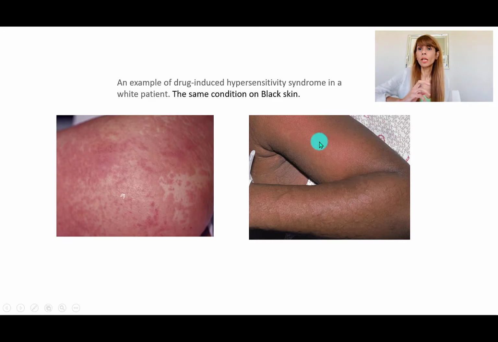When you look at it, you need to be able to identify it and say, okay, because of the skin type, the features of this condition are not necessarily consistent with the classic textbook picture.